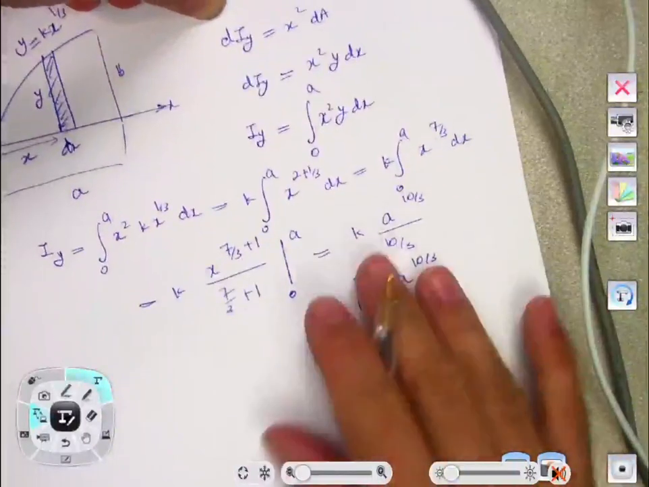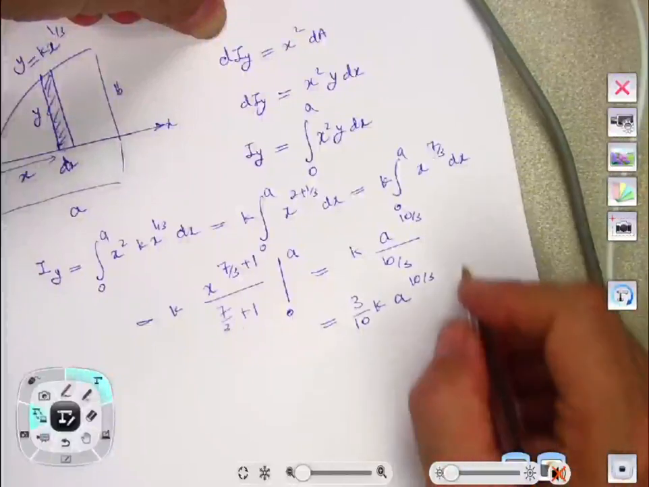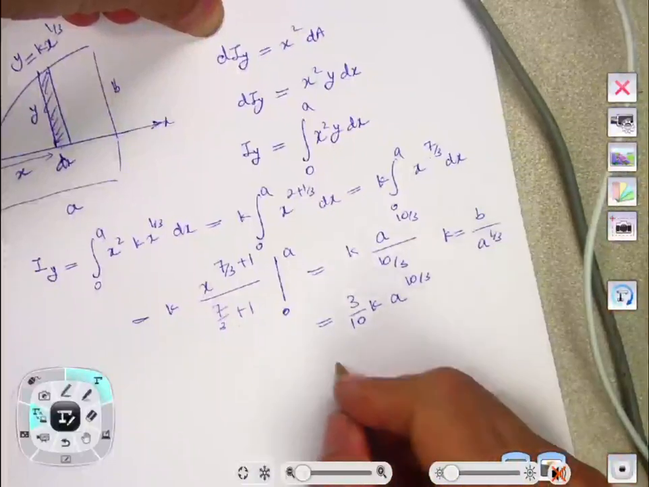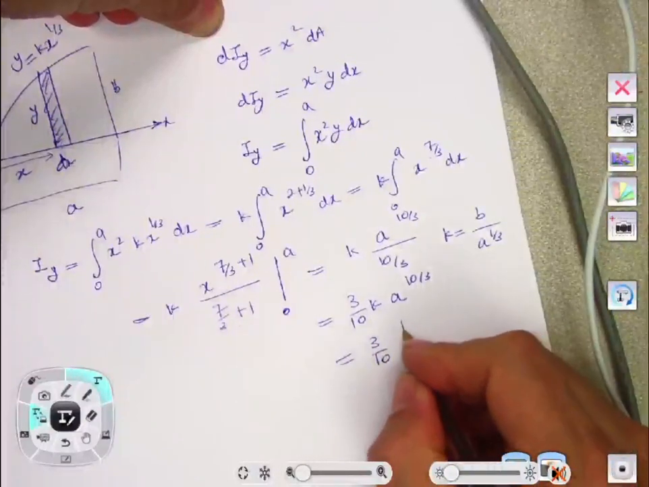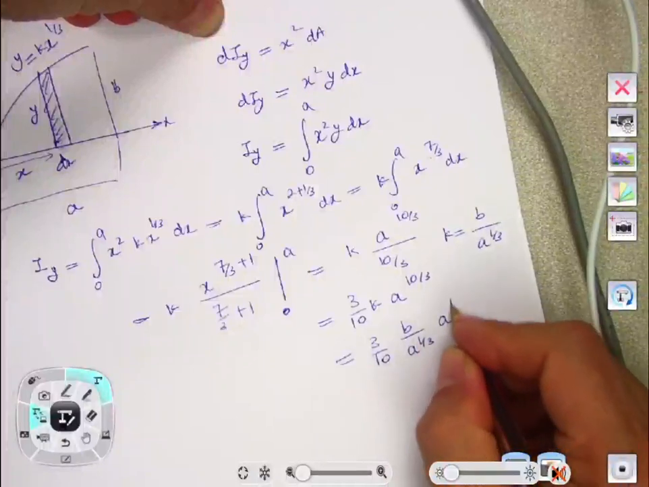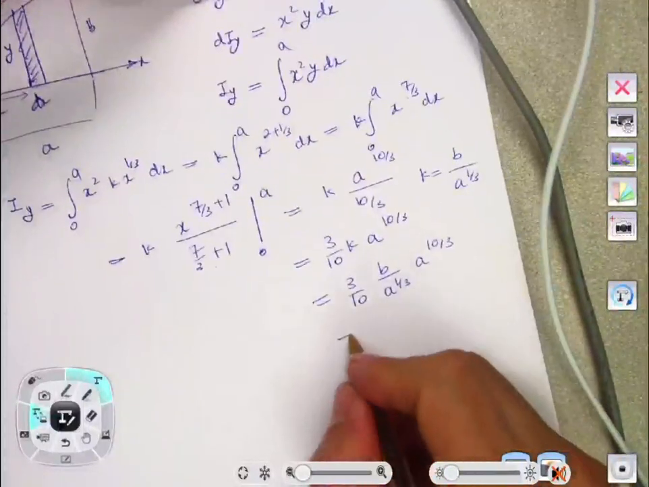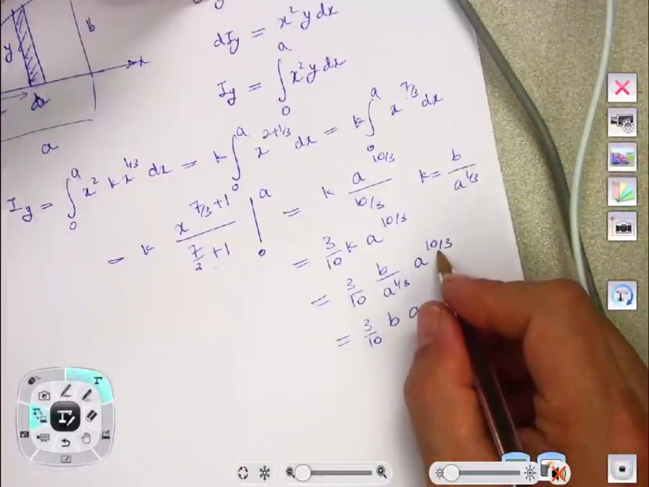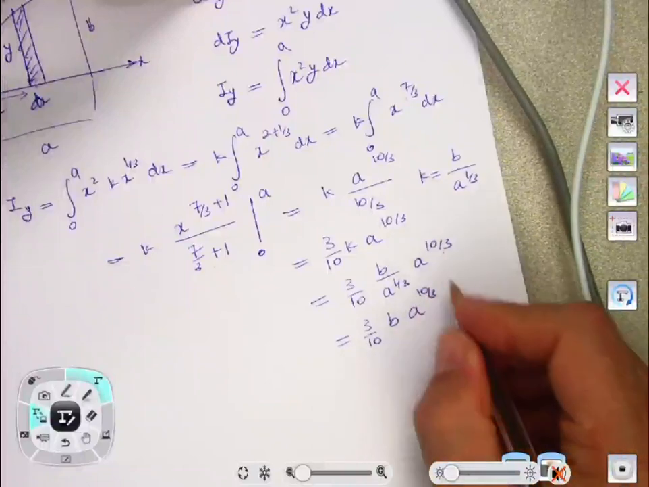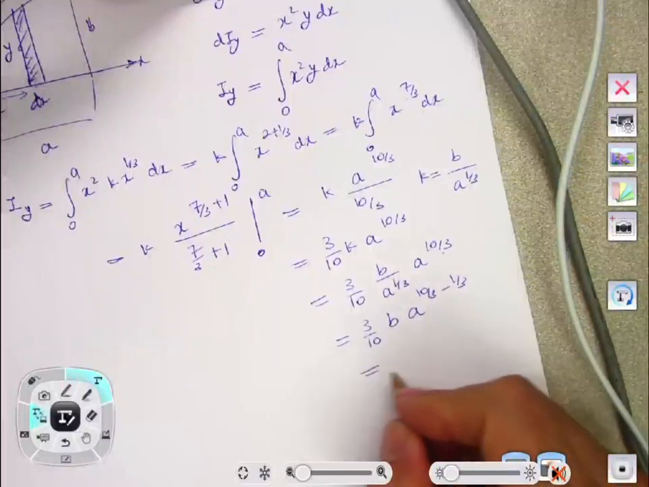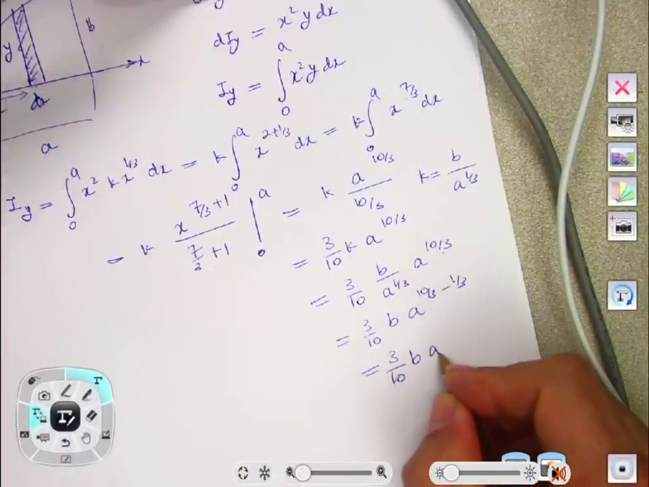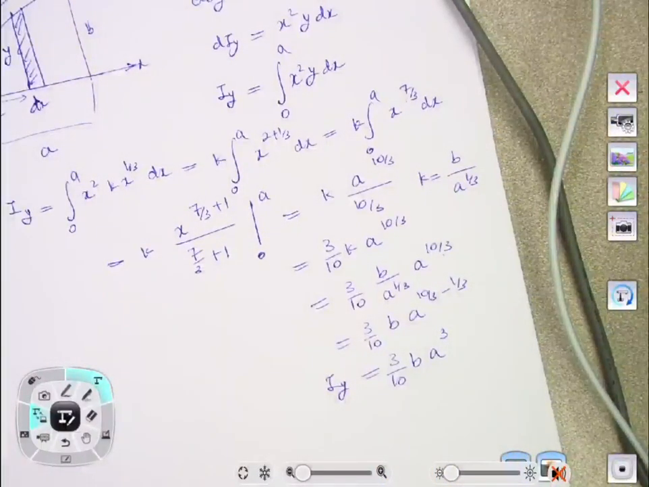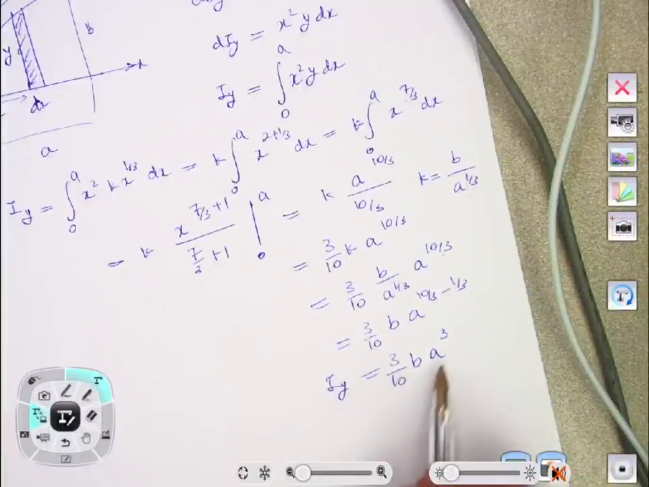So what is k? Again, go back. We had k equal to this. If I put this here and simplify, it will be 10/3 minus 1/3, then I get 3/10 of b a cubed. This is Iy. So Iy was 3/10 of b a cubed.